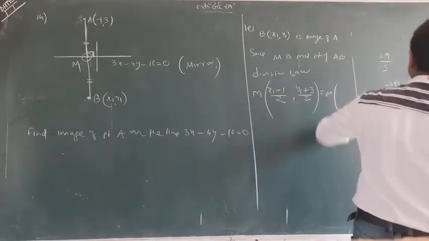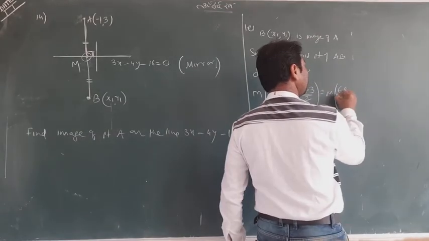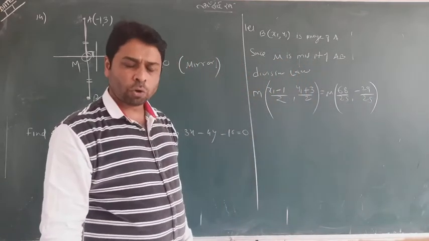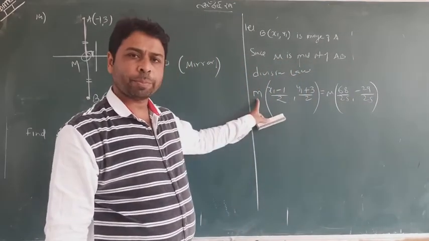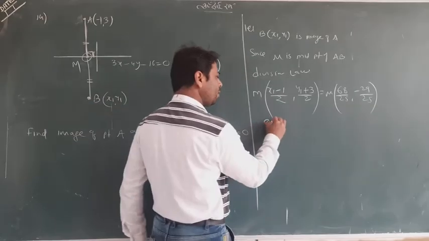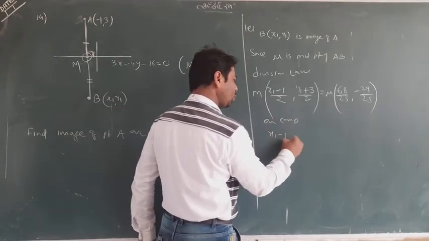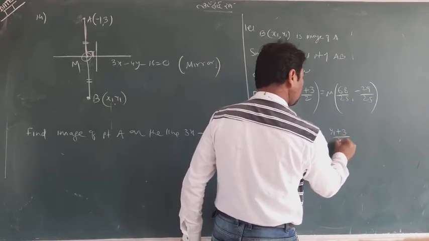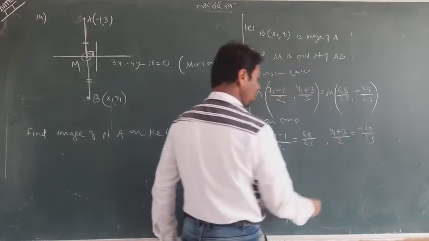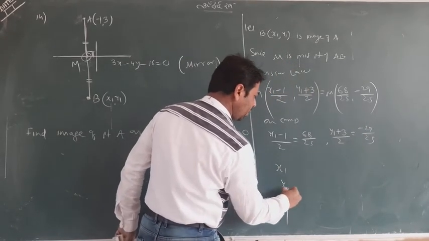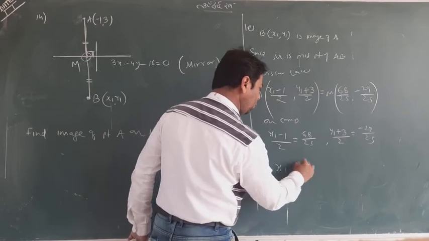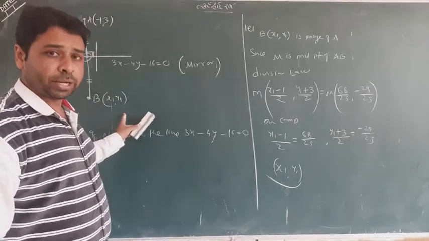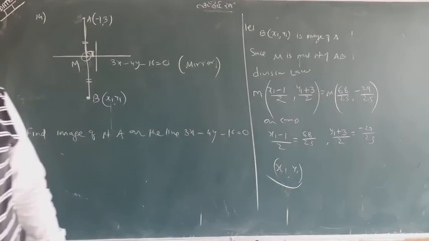You can compare it to M, which is (68 upon 25, minus 21 upon 25), because M was already obtained, and M is the midpoint of AB. So you can compare: (x1 minus 1) upon 2 is equal to 68 upon 25, and (y1 plus 3) upon 2 is equal to minus 21 by 25. So find x1 and y1 by yourself, and whatever value you get will be your image of the point A, which is B actually. So this was a very good question.